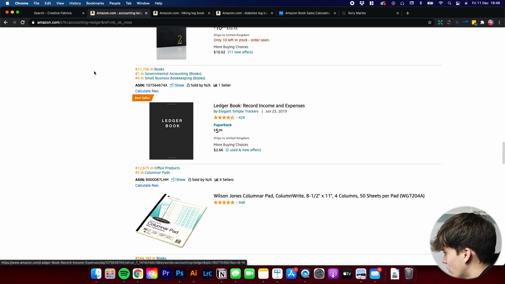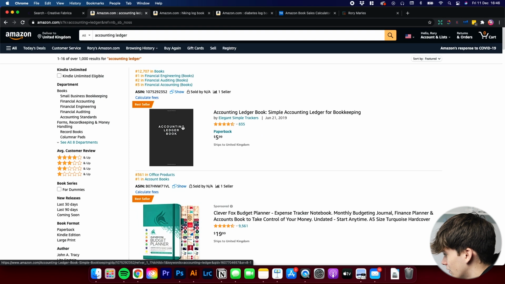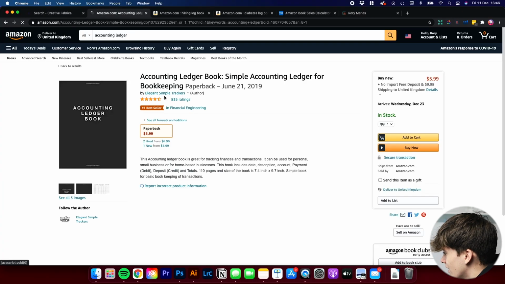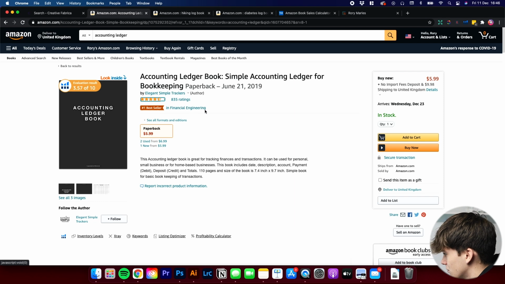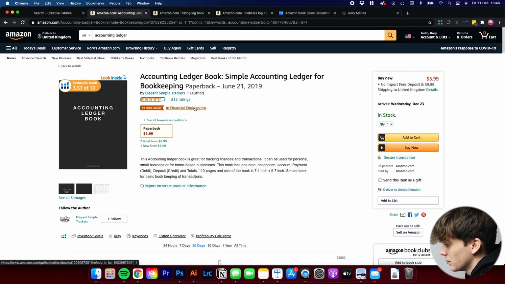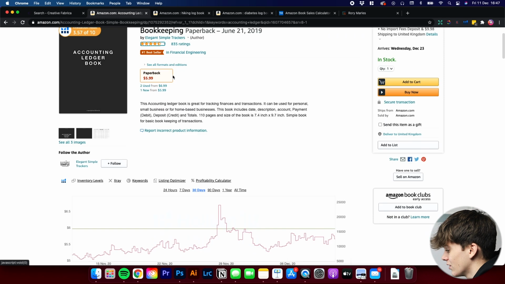Let's try and find one more. Another one here, 11,000. Another very simple one. And they're actually by the same author, so I'm sure this author is pulling in a bit of money from these. So we can have a look at this one, and, well, you saw that bestsellers badge, and it's a bestseller in financial engineering. And, well, basically it just tells me this book is doing pretty well, 835 reviews.